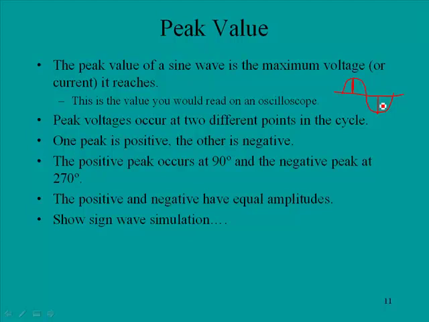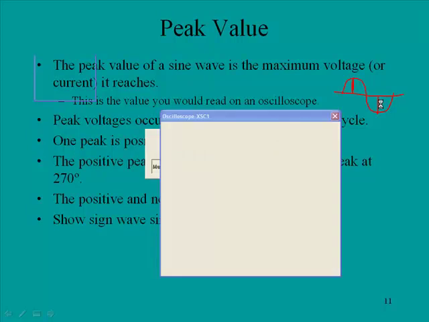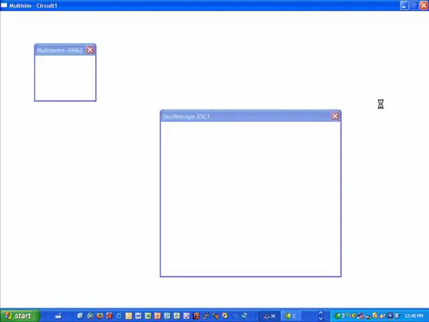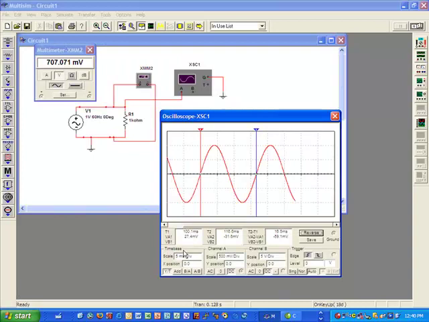The positive and negative have equal amplitudes, and we can quickly look again at our simulation, and here we have it. Here we see this is the peak value at this point, and then this is the negative peak. And this is at 90 degrees, and this is at 270. This is 360, and this is at 0.